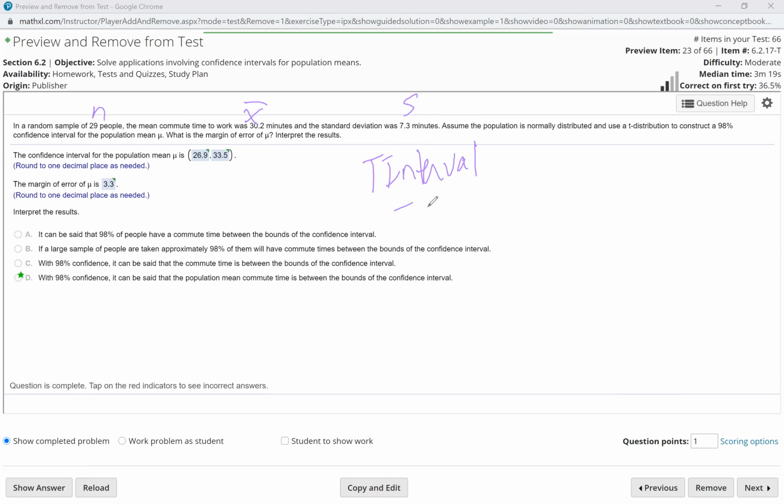There's a big difference between the T and the Z. We use Z when sigma is known, we use T when S is given instead of sigma. This is the interval. If you have the interval, guys, and you are asked to find the margin of error, you subtract the lower value from the upper one and divide by 2, and you should get 3.3. I'll move on.